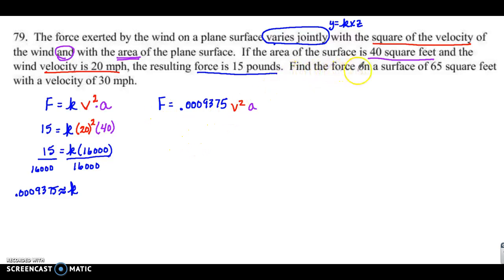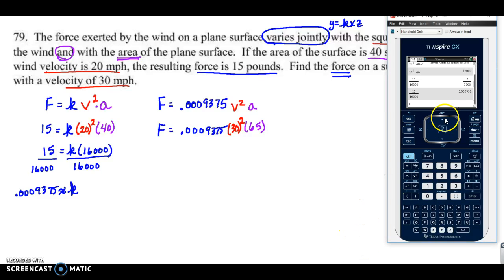They tell us that the force on a surface is 65 square feet. So that 65 square feet is an area. So I'm going to plug in 65 right there. And they tell us that we have a velocity of 30 miles per hour. So my V is my 30, which I have to square. And notice it says find the force. So I'm looking for F, and all of this is still the same.